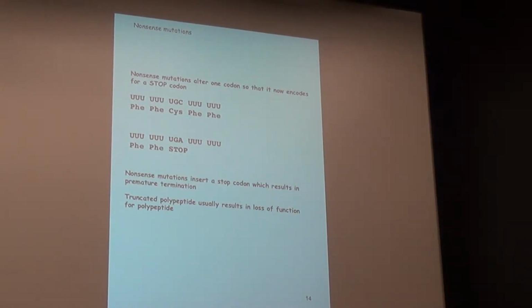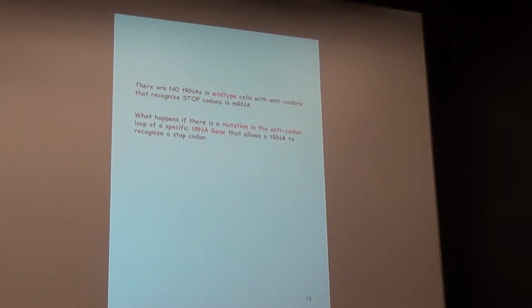Okay. So nonsense mutations insert a stop codon, which results in premature translation termination, not transcription termination, translation termination, and because of that, you get a truncated polypeptide, which results in the loss of function of that protein. Okay, so an important thing to keep in mind: there are no tRNAs in wild-type cells that have anticodons that recognize stop codons.